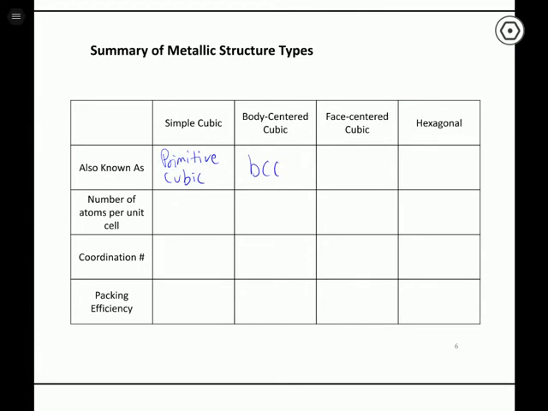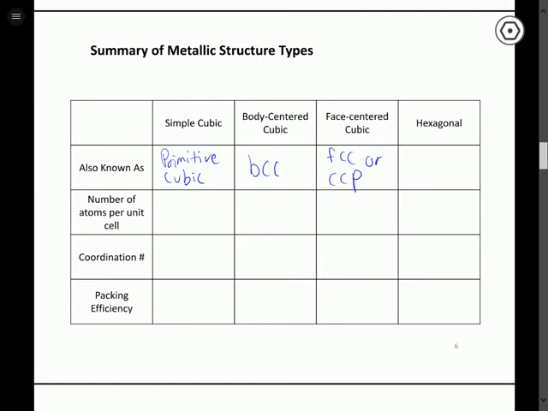Face-centered cubic is abbreviated as FCC, or sometimes, as we talked about, this is also called the cubic close-packed structure because it's the cubic structure where the atoms are packed as close together as possible. So you also see this called CCP, cubic close-packed. And then hexagonal is often called the hexagonal close-packed or HCP structure. So just be aware of those abbreviations. Some of the problems on the homework or the exams might utilize those abbreviations, so definitely be familiar with them.